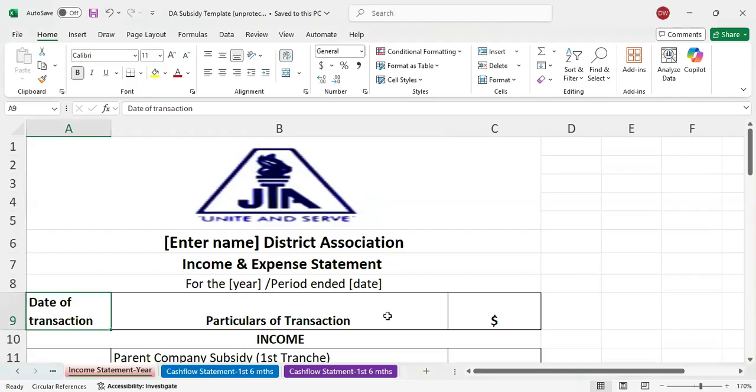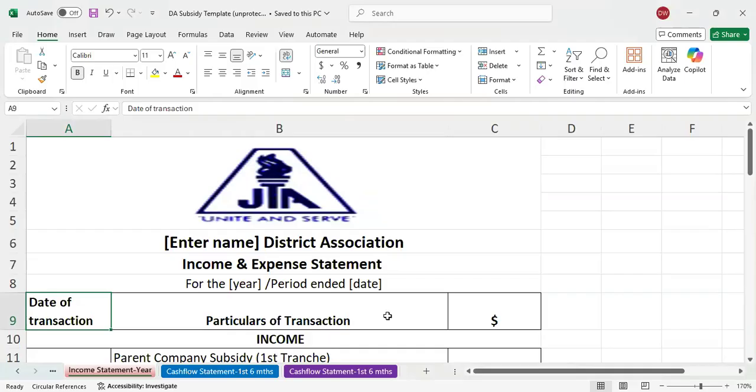Good day, everyone. My name is Donna, and I work in the accounts department of the Jamaica Teachers Association. The purpose of this presentation is to give you brief instructions for completing the income and expense statement.